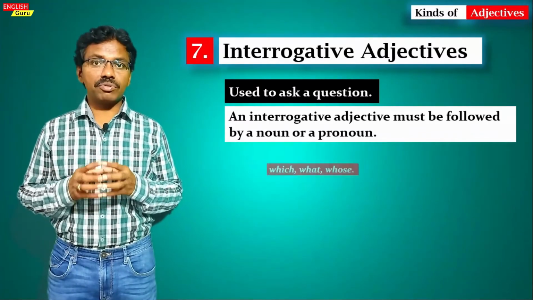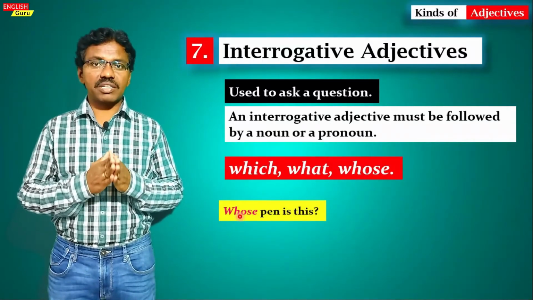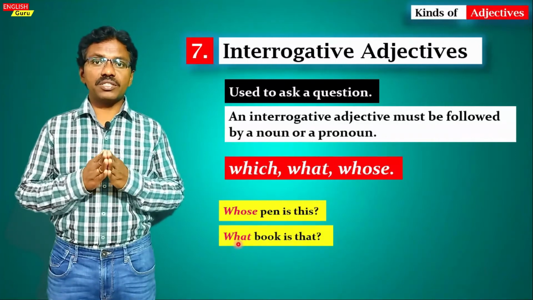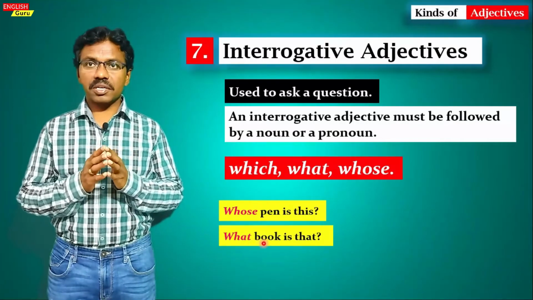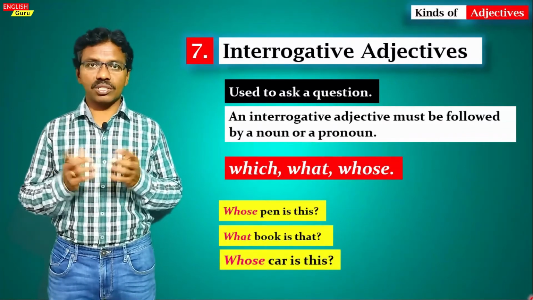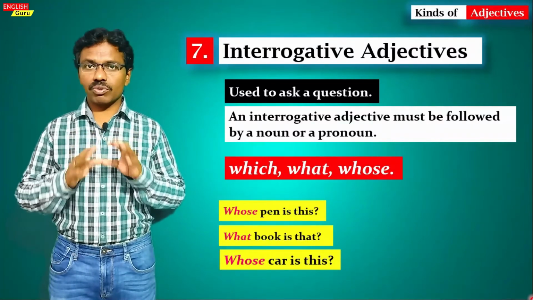For example, "Whose pen is this?" Here whose is an interrogative adjective, followed by the noun pen. "What book is this?" What is an interrogative adjective. "Whose car is this?" Whose is an interrogative adjective. So interrogative adjectives are used to ask questions.